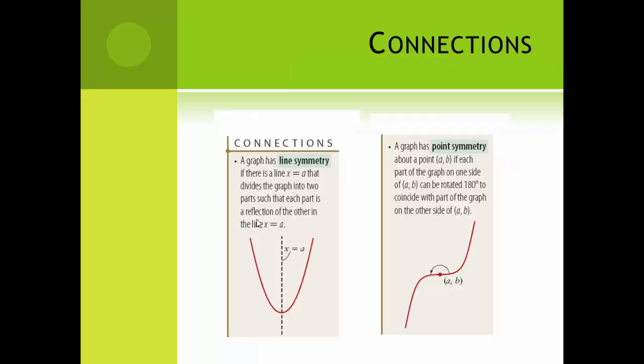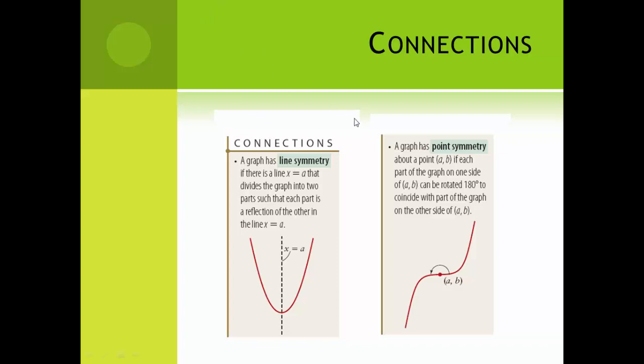Okay, so just to make some connections here, a few more things that we're going to look at. One being line of symmetry. You've seen a line of symmetry before when we've looked at quadratics. A line of symmetry divides the graph into parts so that one side is a reflection of the other side. So it cuts it into two equal parts.